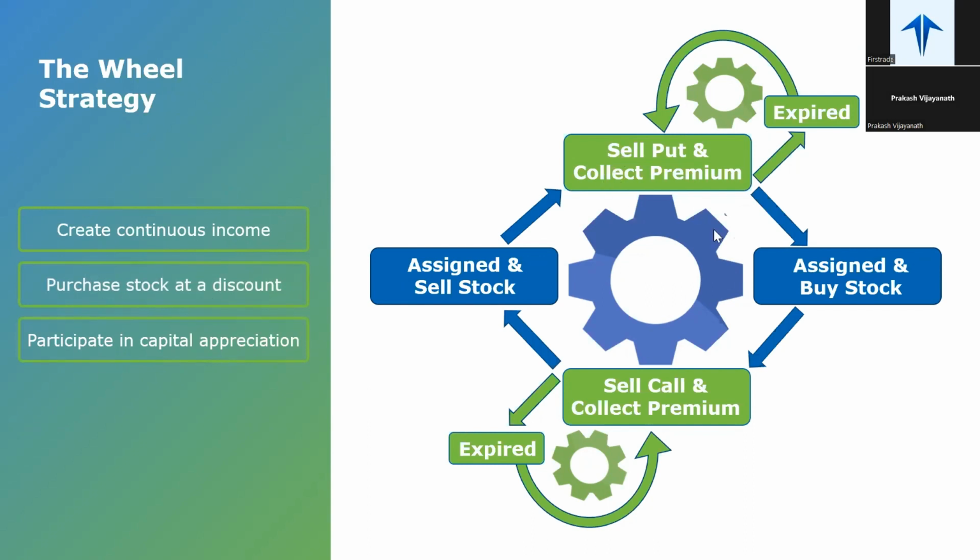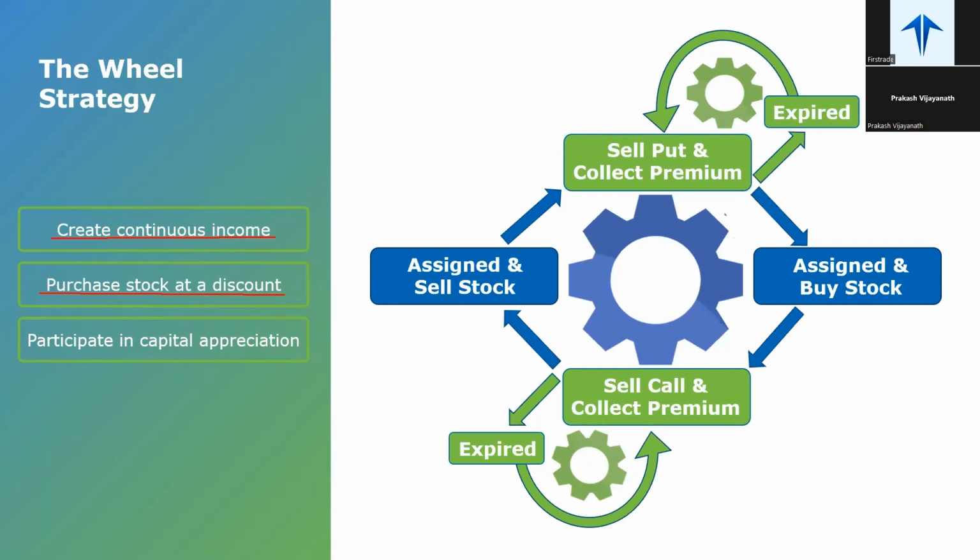Now, when it comes to cash secured puts, it really impacts these two outcomes: creating a continuous income stream, and allowing you to purchase the stock at a discount. And once you purchase that stock at a discount, you get to participate in that capital appreciation. On the right-hand side, you have a diagram of what the wheel strategy is. The first step for the wheel strategy is the cash secured put component.